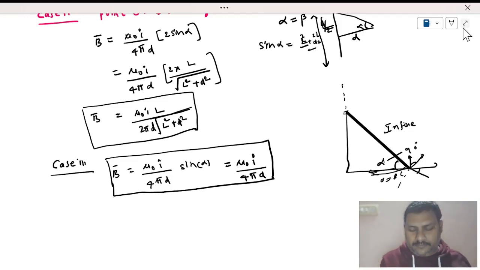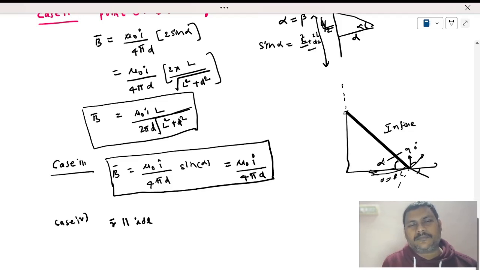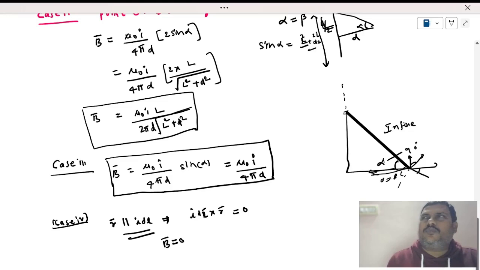If, for example, I want to find the field along the current element, that means r bar is parallel to the current element I dl bar. This is case 4. We know the cross product of I dl bar cross r bar is equal to 0 for parallel vectors. Therefore B is also 0. That means along the current element there is no field.